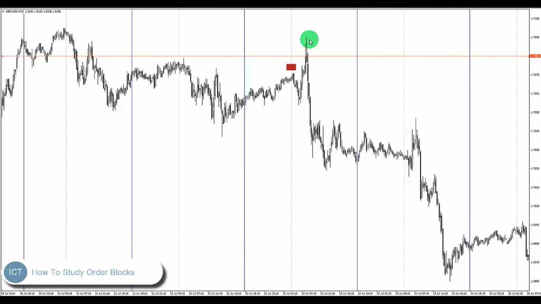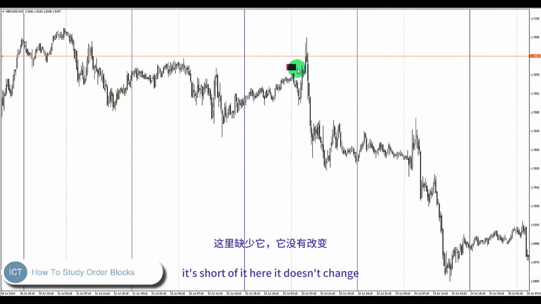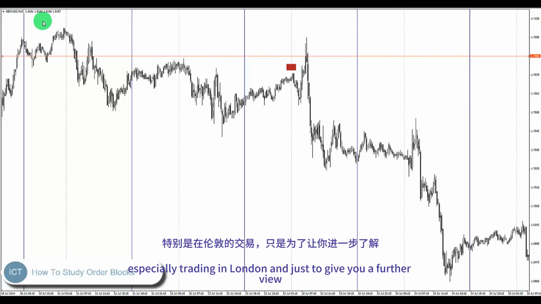Okay, so the optimal trade entry, while it was short of it here, doesn't change the fact that you would still be in a profitable position, because we're always using a minimum of 30 pip stop loss going into the market, especially trading London.